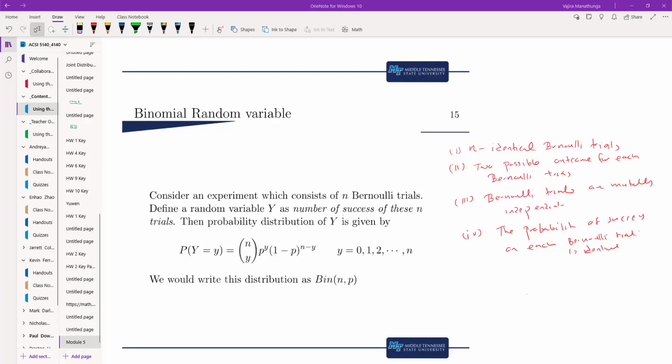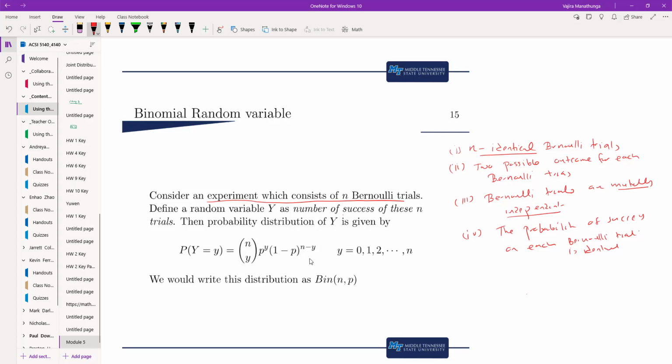So now we are going to discuss the binomial random variable. Consider an experiment which consists of n Bernoulli trials. This experiment needs to satisfy certain conditions, and here you see those conditions. There need to be identical Bernoulli trials, with two possible outcomes for each trial, and the Bernoulli trials are mutually independent, which is very important. And the probability of success on each Bernoulli trial is identical. So when you go from one trial to another, the success probability should stay the same.